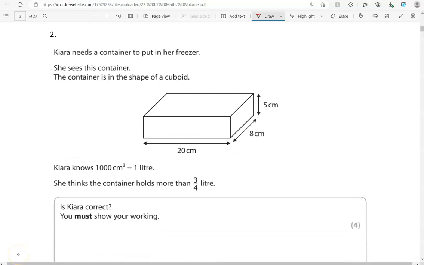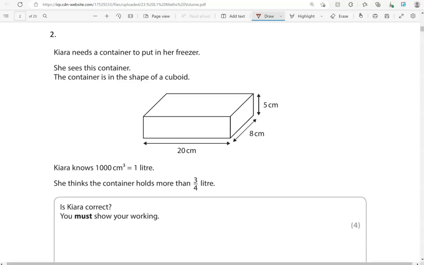Kiara needs a container to put in her freezer. She sees this container. The container is in the shape of a cuboid. Kiara knows 1000 cubic centimeters equal 1 liter. She thinks the container holds more than 3/4 of a liter. Is Kiara correct? You must show your working. So we'll first work out the volume of the cuboid, and then we'll convert that into liters.